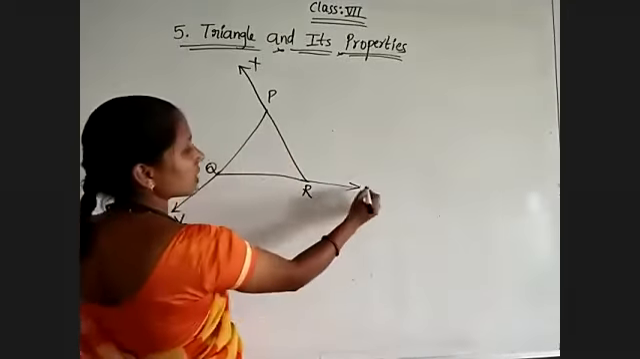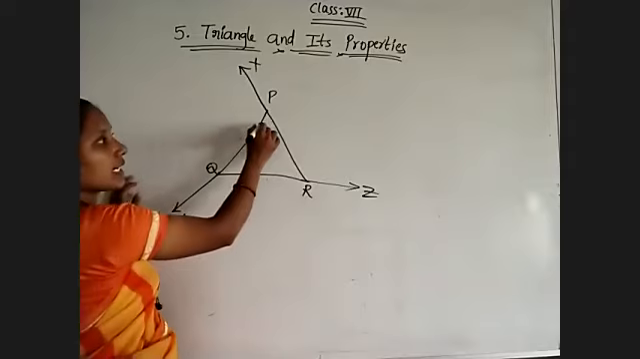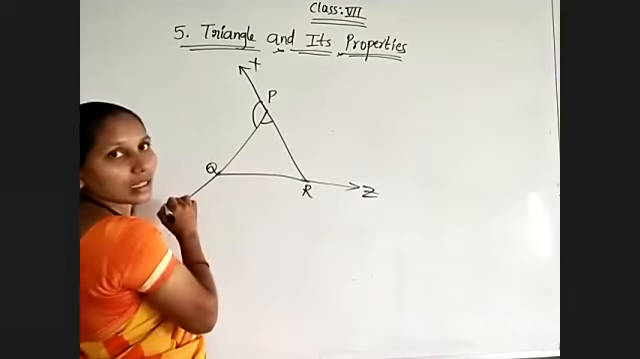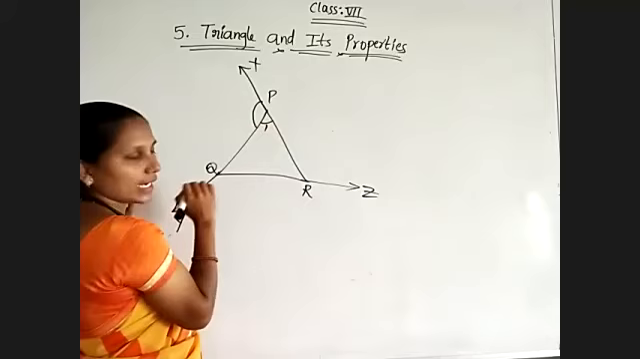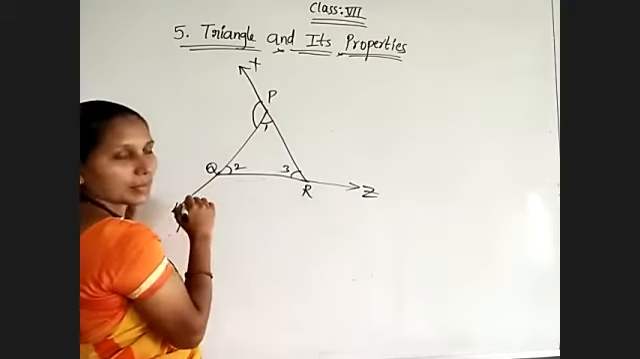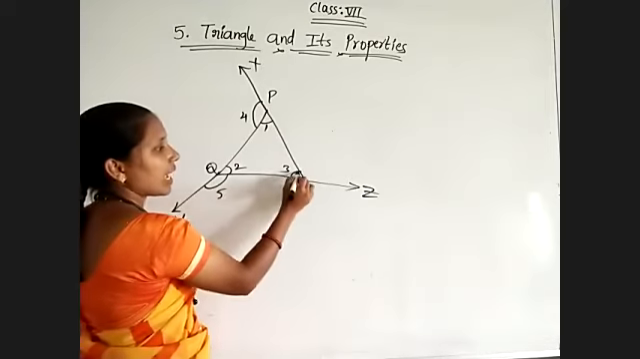So X, Y, Z. Now here just observe, at P we are getting two angles. This is one angle and this side also another angle. Suppose it will be angle 1, and here at Q angle 2, angle 3. Like this I am writing. And here I am writing angle 4, angle 5, angle 6.